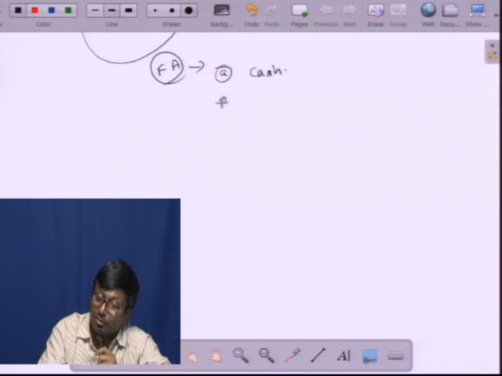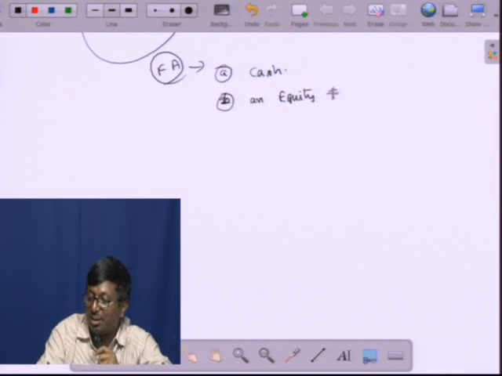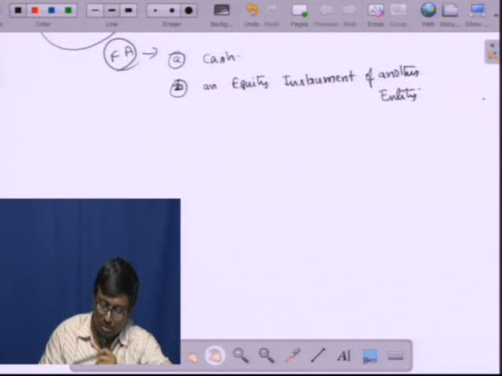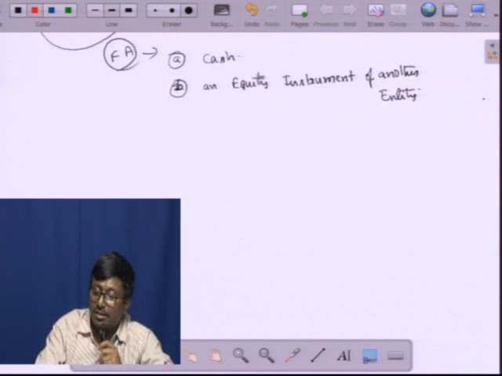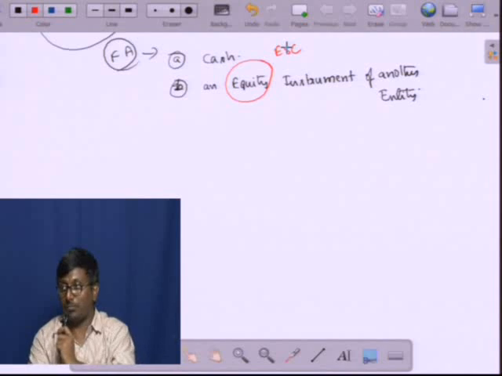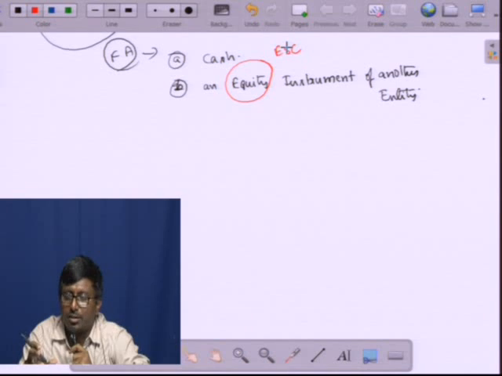Very good. Second one you have to concentrate. That is point B. An equity instrument. See the word carefully. An equity instrument of another entity. Student has to pay attention here. He did not say the words equity share capital of another entity. Equity instrument is what is being said. What is equity instrument first? You need to have an idea.